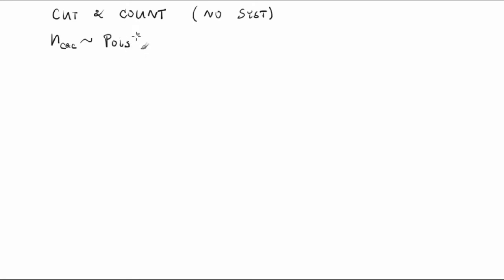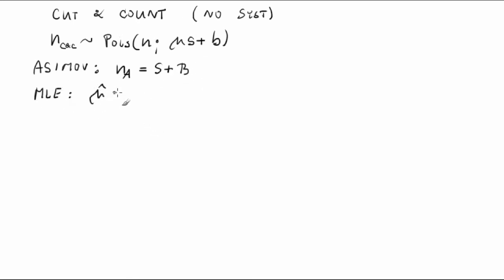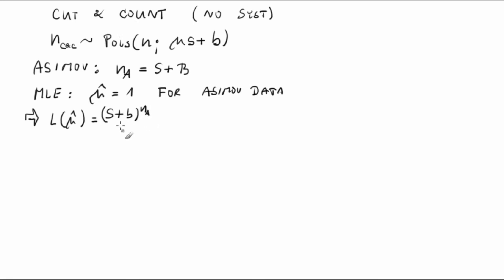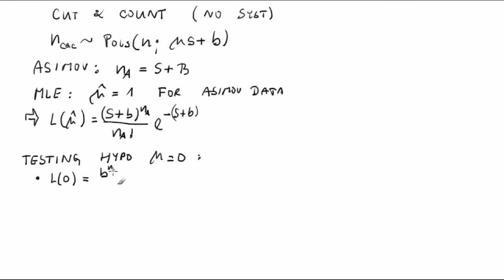is distributed according to the Poisson distribution of n with a mean equal to mu times s plus b. We are going to use the Asimov dataset defined by n sub a equal to s plus b. The maximum likelihood estimate mu hat is equal to 1 for this dataset. Therefore, we have L of mu hat equal to (s plus b) to the power of na over na factorial times e to the minus (s plus b). Since we want to discover a new particle, we are testing the hypothesis that mu is equal to 0. For the evaluation of the test statistic q0, we will need L of 0 equal to b to the power of na over na factorial times e to the minus b.